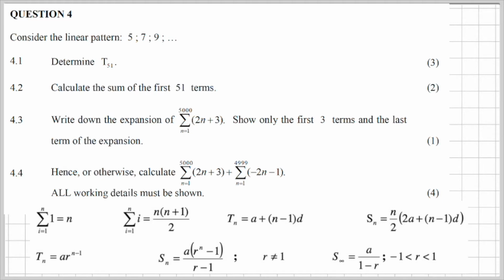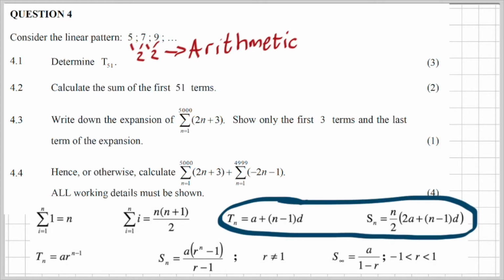So when we start analyzing a question like question 4, the important thing is to analyze the information. Consider the linear pattern, in other words, the arithmetic sequence. So there must be a constant first difference, which makes it arithmetic. Before we get to actually answering question 4.1, let's look at which formulas I'm going to use. Those two.